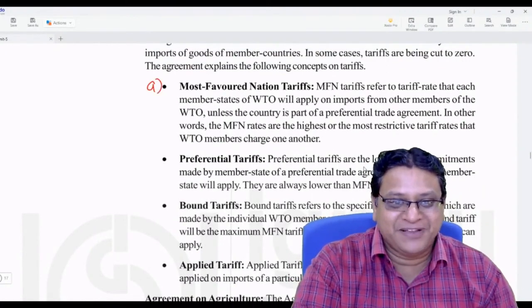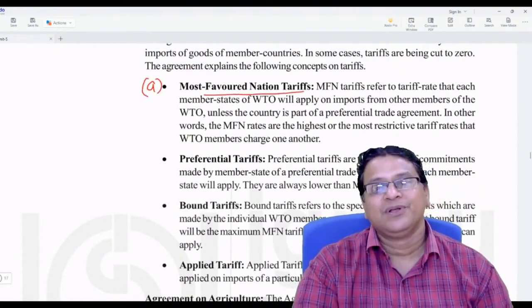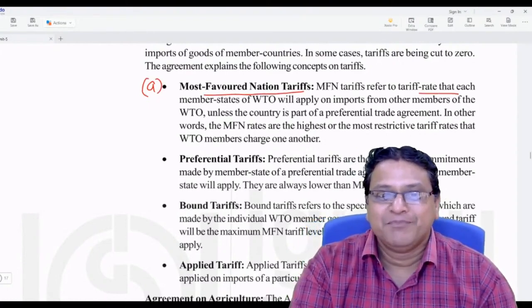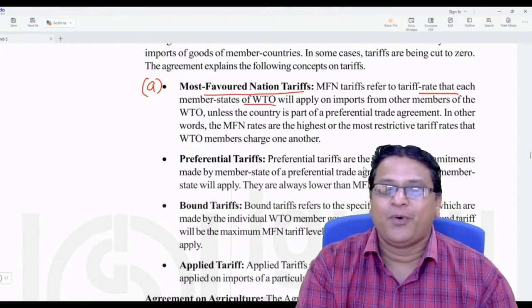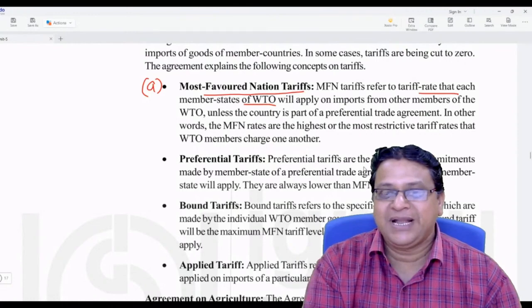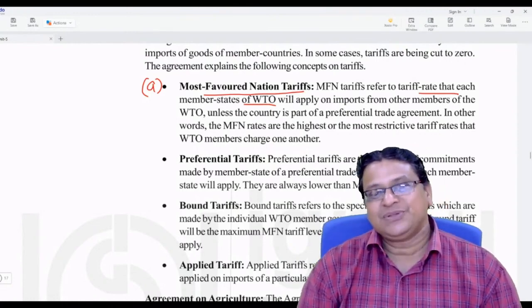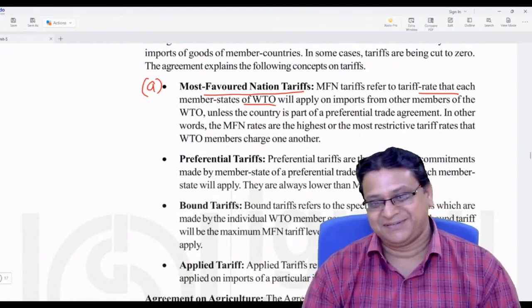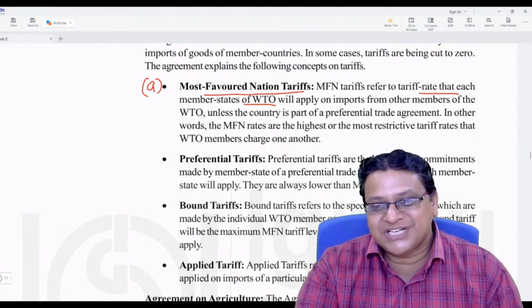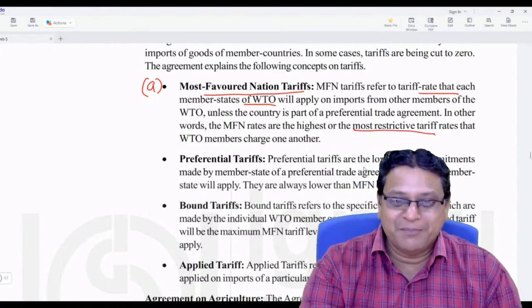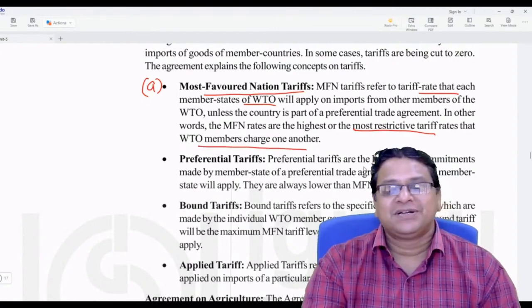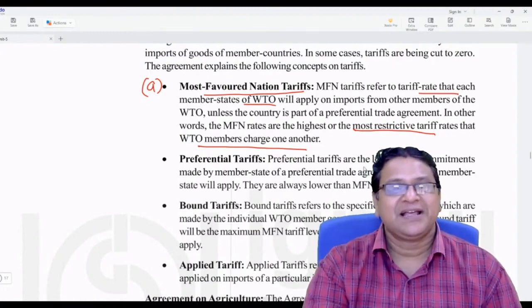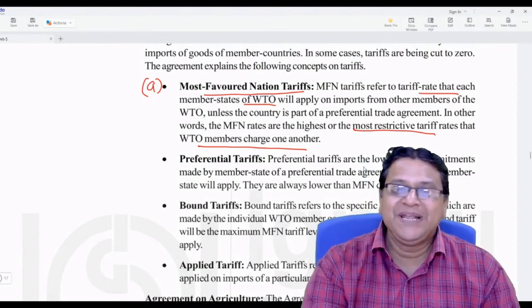First one is MFN rule, most favored nation rule. What is MFN tariff? MFN tariff is the tariff rate which member countries generally charge on the goods and services imported and exported to their countries. So this is the normal rate. We can call MFN rate the normal rate. It is the most restrictive tariff rate a WTO member can charge other members. But sometimes we charge tariff above MFN rate and sometimes we charge tariffs below MFN rate.